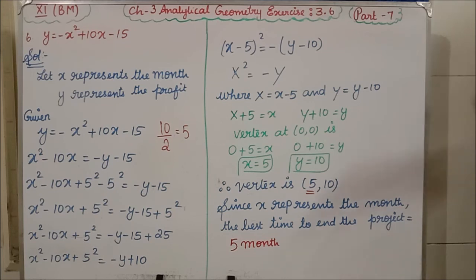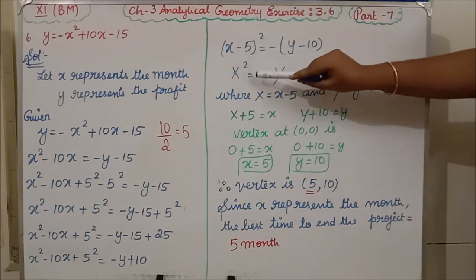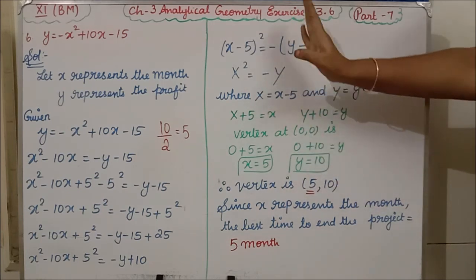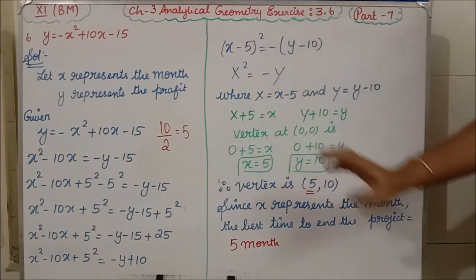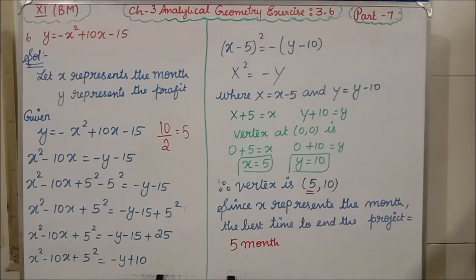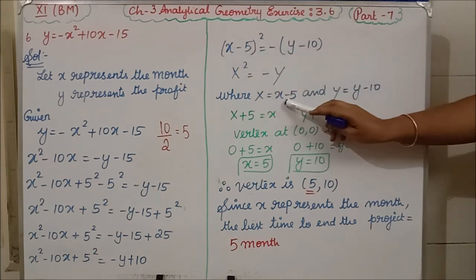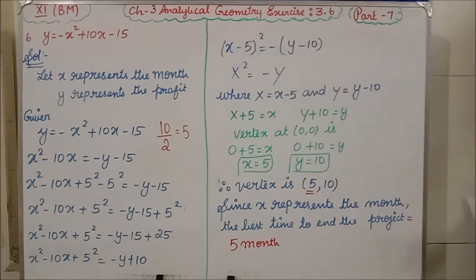Okay, the next step: x minus 5 fully I am going to take as capital X. So capital X square equal to, here I am taking the minus commonly out. Y minus 10, if we multiply, minus y plus 10 only we will get. So I am taking minus commonly out. So capital X square equal to minus capital Y I have got. It is the x square equal to minus 4ay concept. So the parabola opens downward. Capital X equals x minus 5, capital Y equals y minus 10.